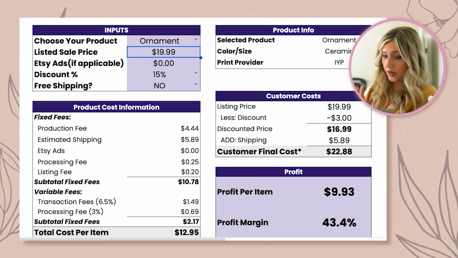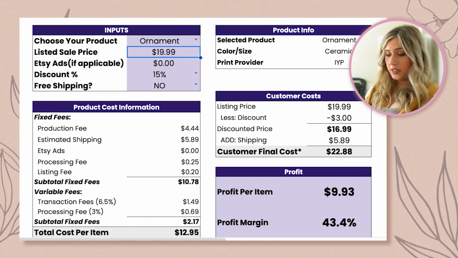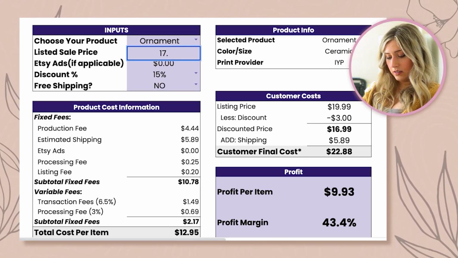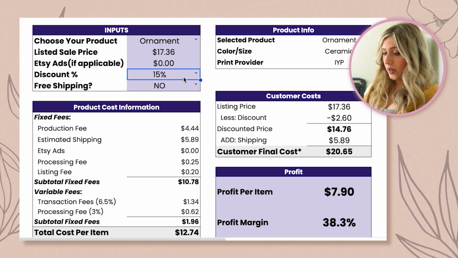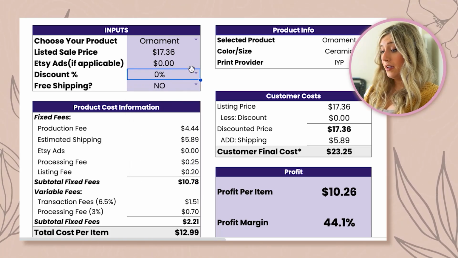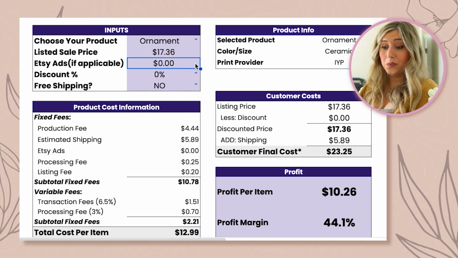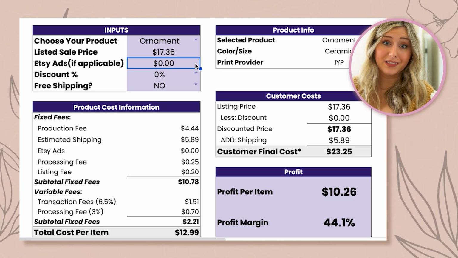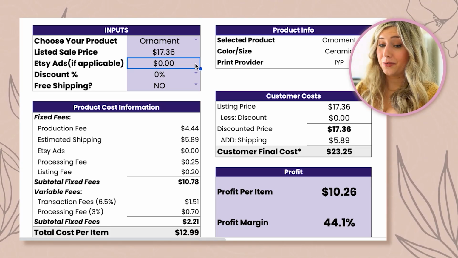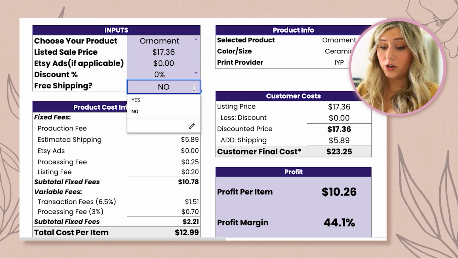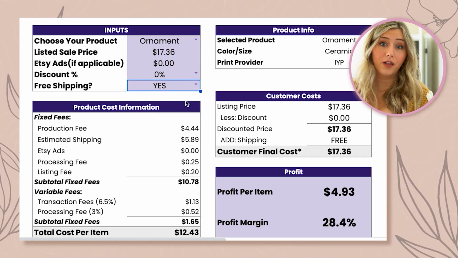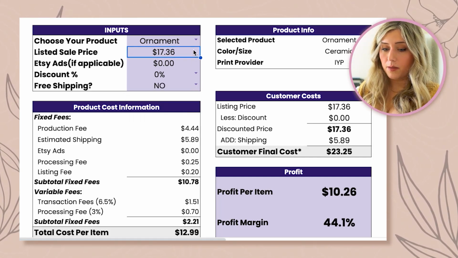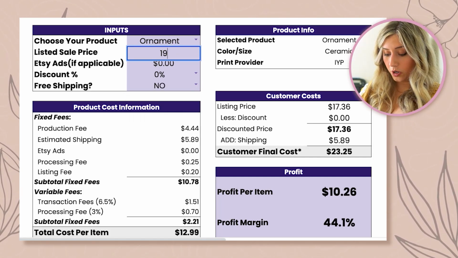So if I go to my profit calculator, and even if we did the $17.36, and let's say we weren't running a sale, so we had an order come through without that sale running, that would be a profit of $10.26, which is super nice. That's a really nice deal. And let's say that you wanted to offer free shipping to a customer. That would be $4.93. So that price is pretty good as far as pricing for an ornament goes.